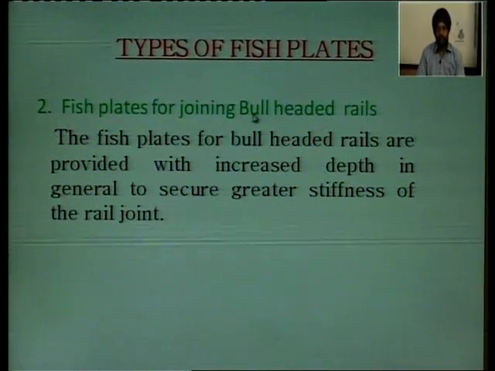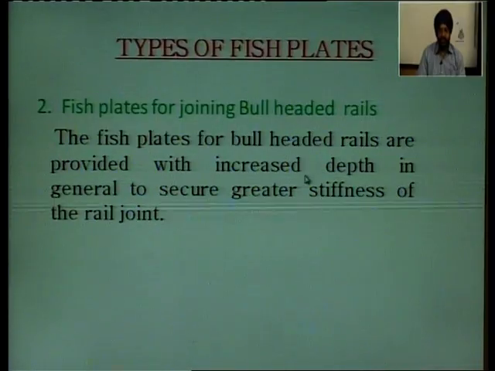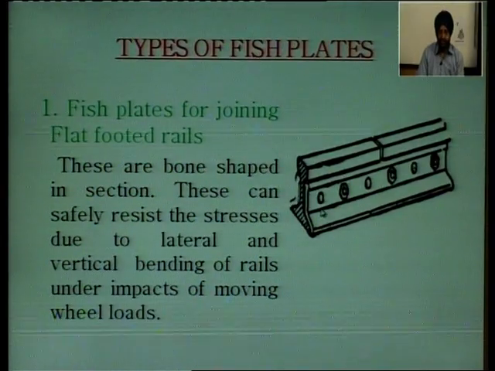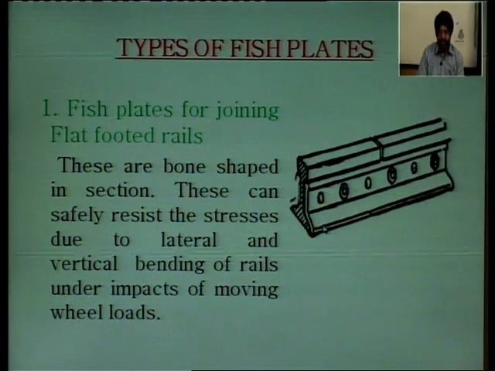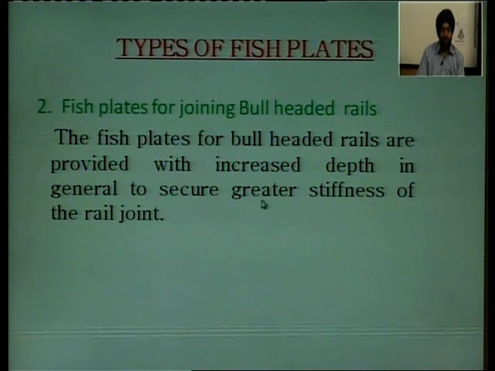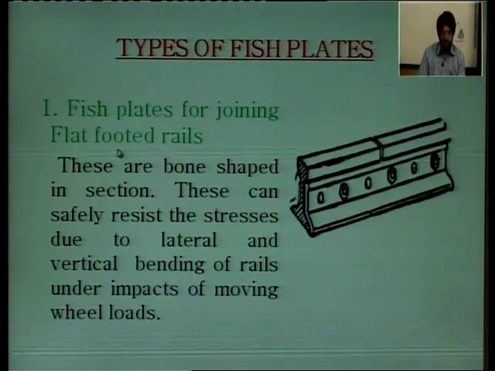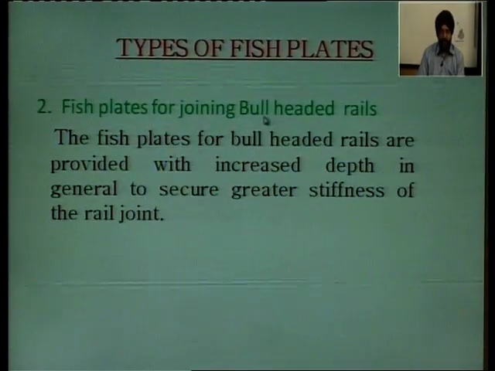Whereas in the case of bull-headed rails, the fish plates are provided with increased depth. It means that the depth is increased till here in the case of bull-headed rails, in the head part as well as in the foot part. Why so? This is to secure the greater stiffness of the rail joint. So, these are the two types of fish plates, one for the flat-footed rails and another for the bull-headed rails.